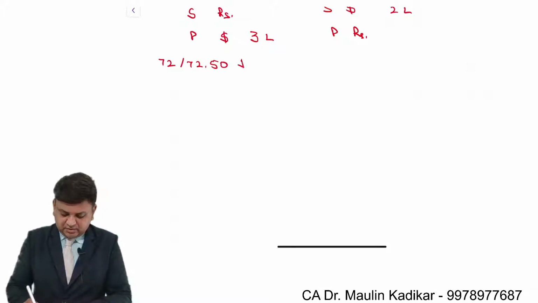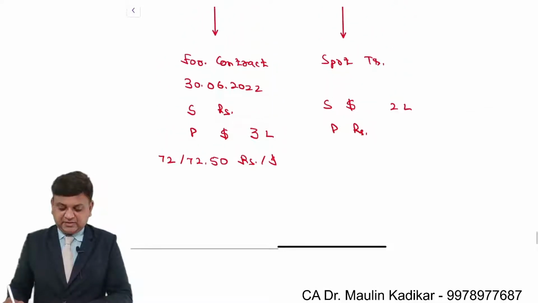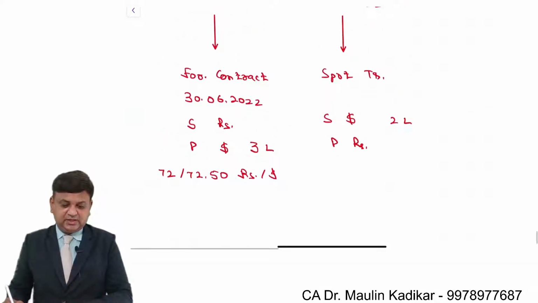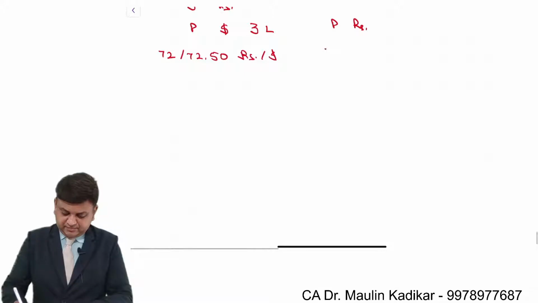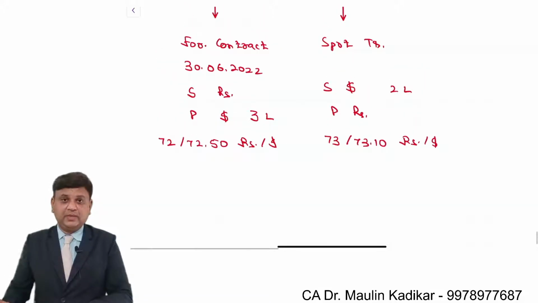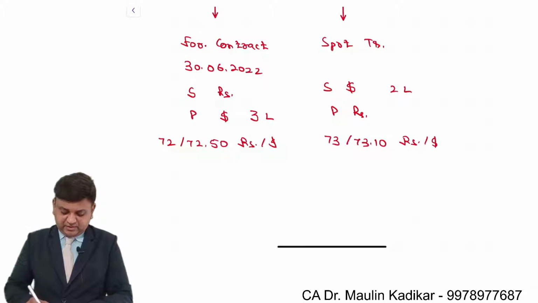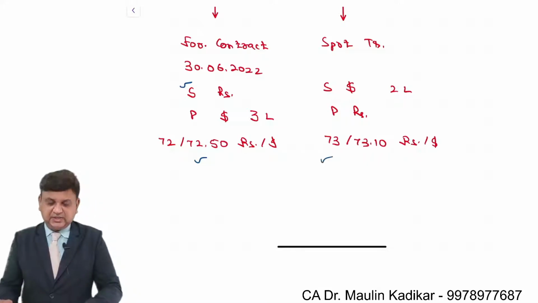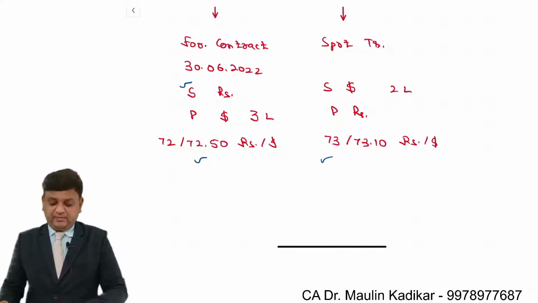$72/72.5 rupees per dollar, and at the end of the 6 months the spot exchange rate is 73/73.10 rupees per dollar. Sell rupees, that is the payment, 72.5, and sell dollar, purchase rupees, that is you are going to receive the amount at the lower rate.